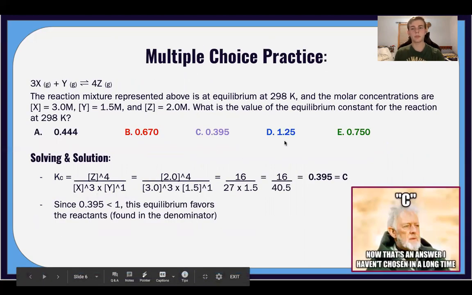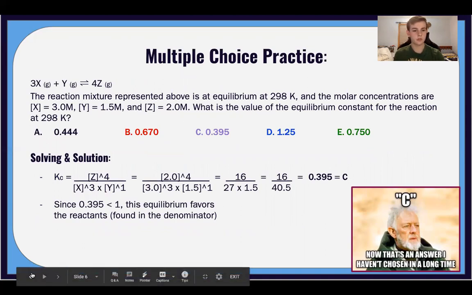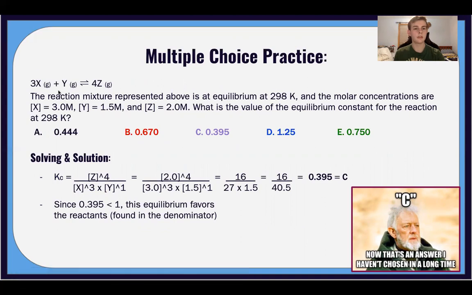So I have multiple choice practice here for the concentration constant. This is 3X plus Y turns into 4Z, and you can also have the reverse reaction. The reaction mixture represented above is at equilibrium at room temperature, 298 Kelvin, and the molar concentrations are X equals 3.0 molar, Y equals 1.5 molar, and Z equals 2.0 molar. What is the value of the equilibrium constant for the reaction at room temperature?